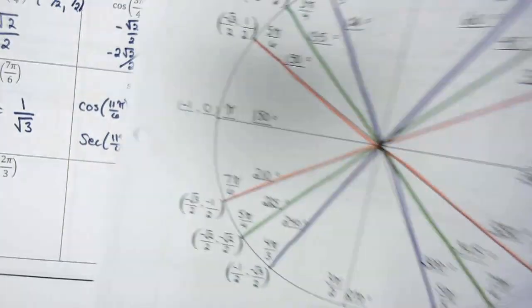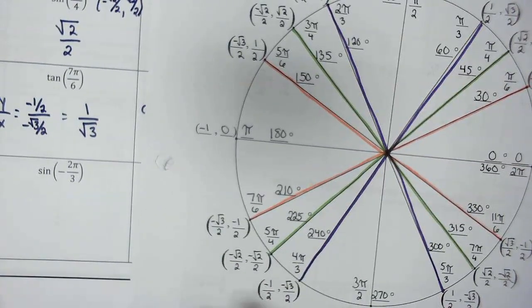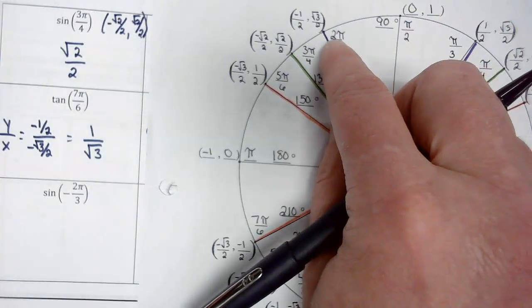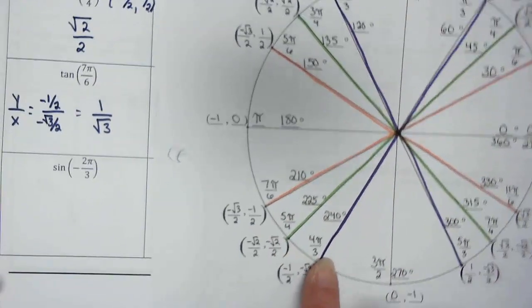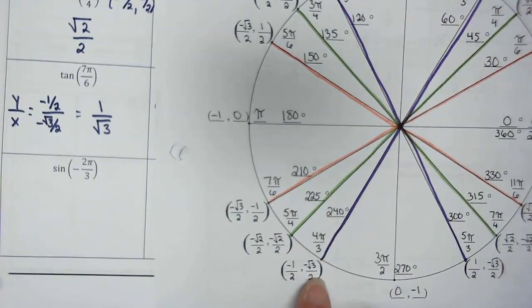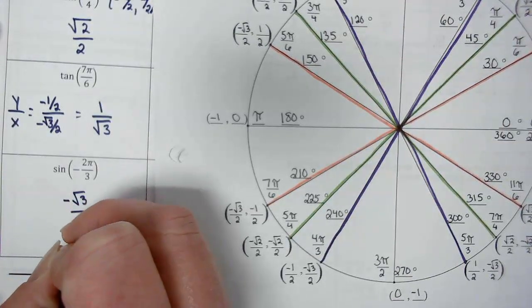Sine of negative 2 pi over 3. Now there's a couple of ways I can get to that. I could add 2 pi and get the coterminal angle that lands there. You can also kind of use reflections. Here's positive 2 pi over 3, so negative 2 pi over 3 would be down here. Now sine is the y value. So that's negative square root of 3 over 2.